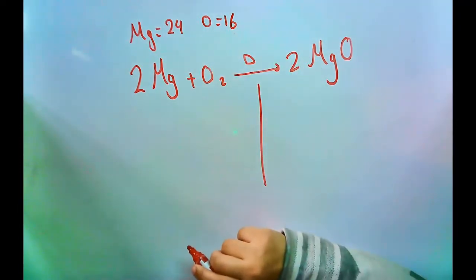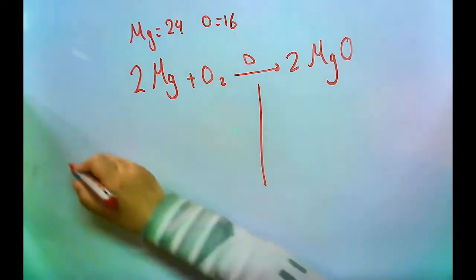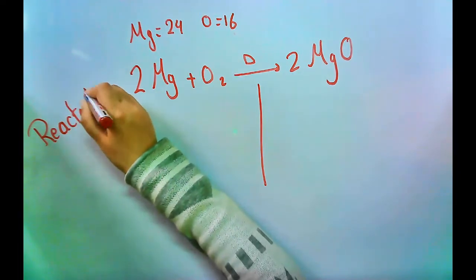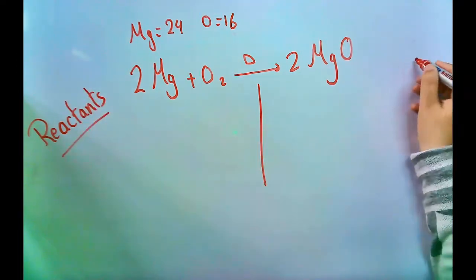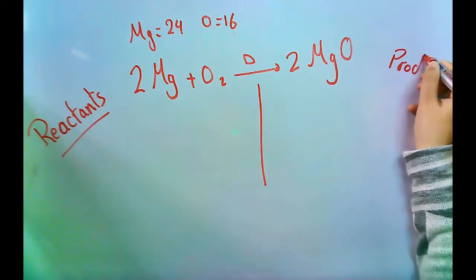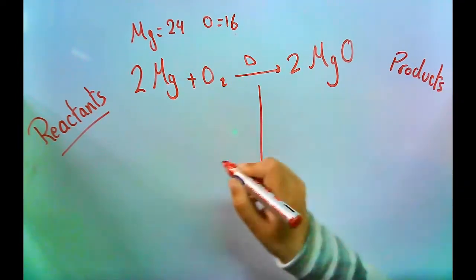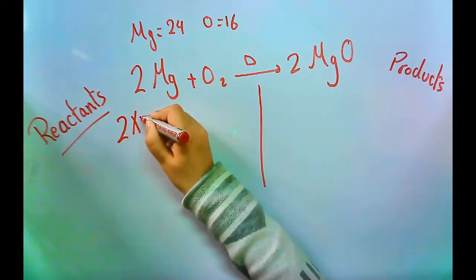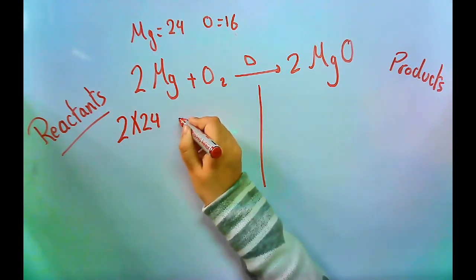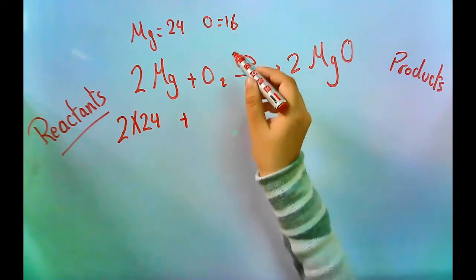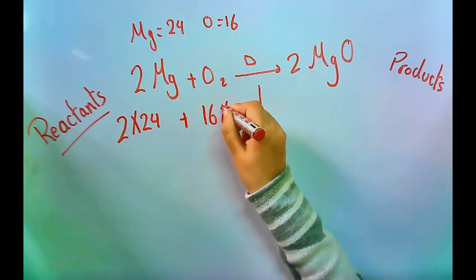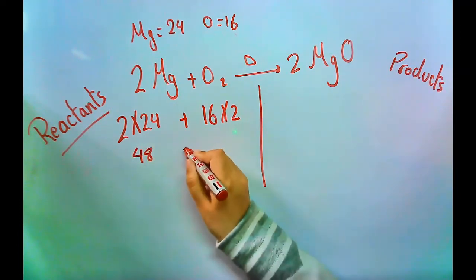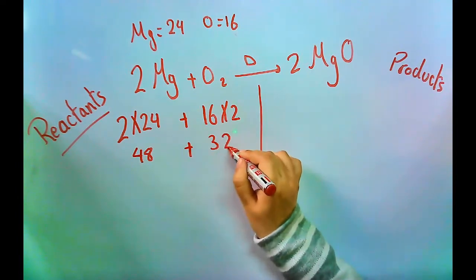Okay, let's calculate the mass of the reactants. This is the reactants. Those are the products. At first here we have 2 magnesium, so I will write 2 times 24 plus oxygen equals 16 times 2. So for the magnesium, we will use 48 gram of magnesium plus 32 gram of oxygen.